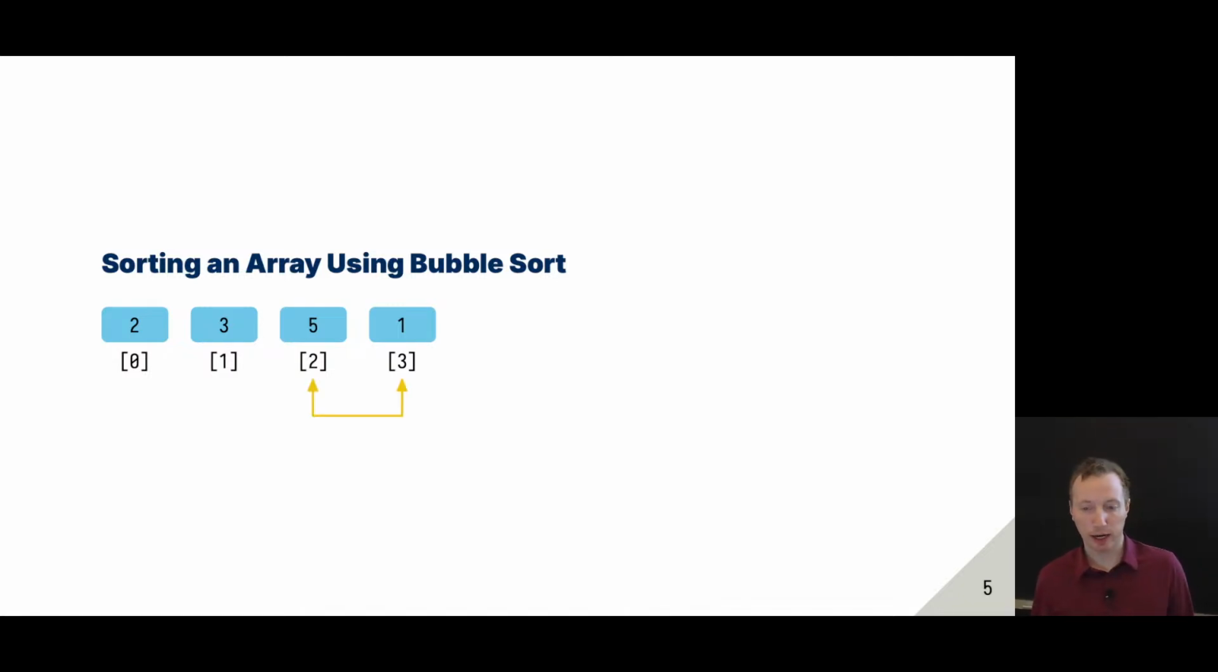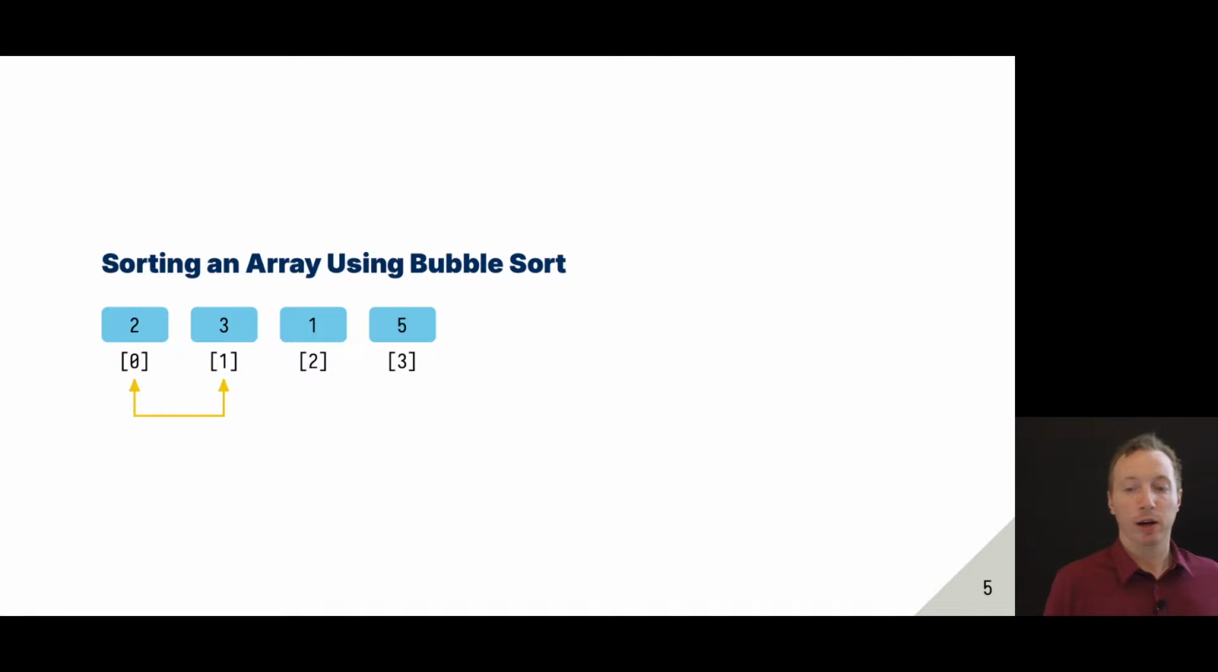Then I look at index 2 and index 3. Okay, these are in the wrong order. So 1 is less than 5, so I need to swap them around. And now, after my first pass, this is what my array looks like. So not quite sorted yet, but getting closer. So now we just do it again. We swapped something, so we just need to do it again.